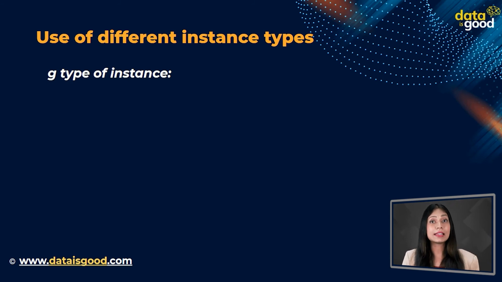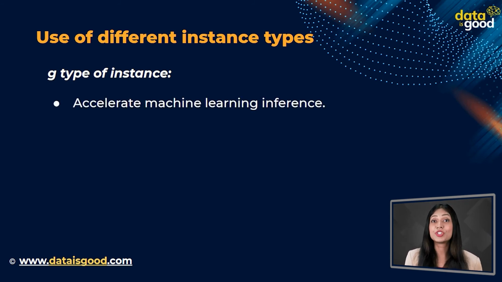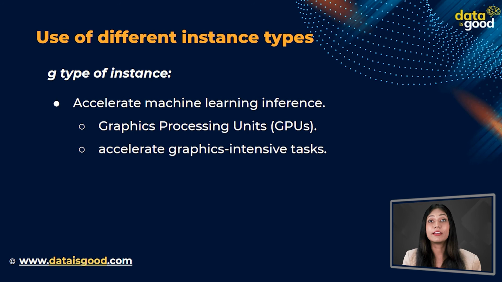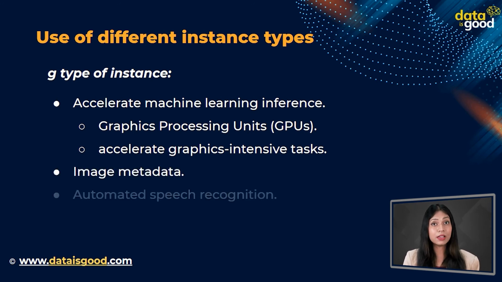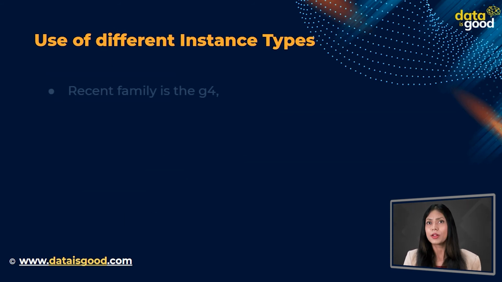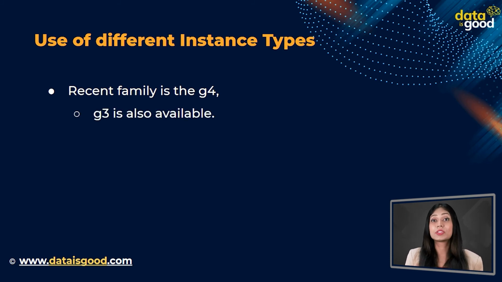G type of instance. The G instance type is designed to accelerate machine learning inference by using graphics processing units or GPUs to accelerate graphics-intensive tasks. These include image metadata, automated speech recognition, and language translation, as well as graphics workstations, video transcoding, and cloud game streaming. Now, the most recent family is the G4, but the G3 is also available.